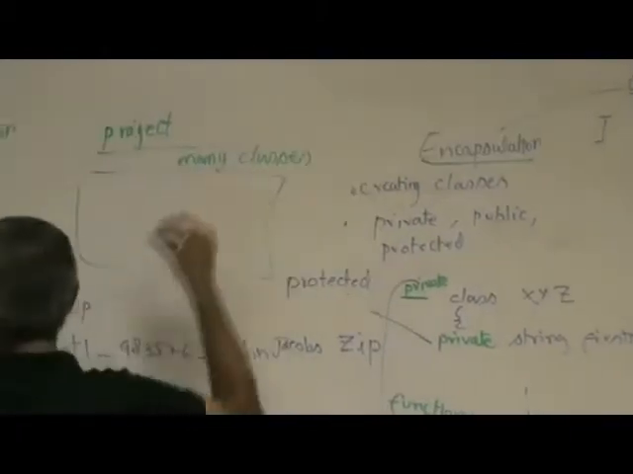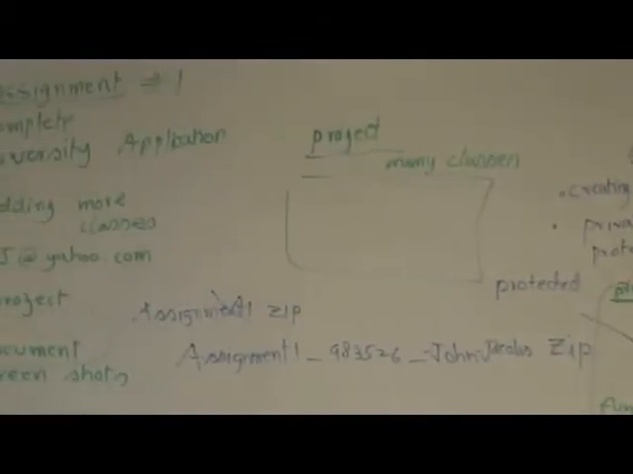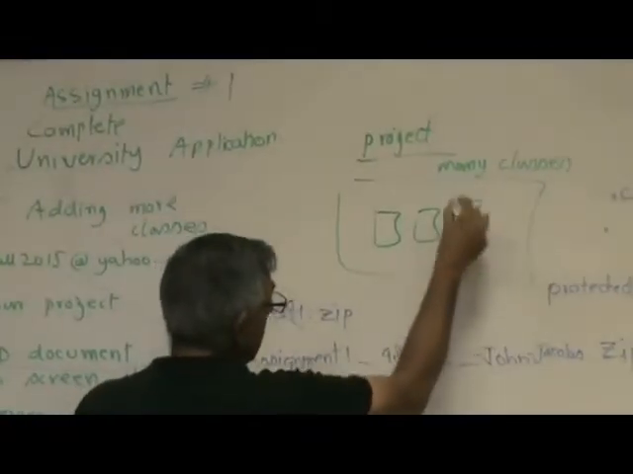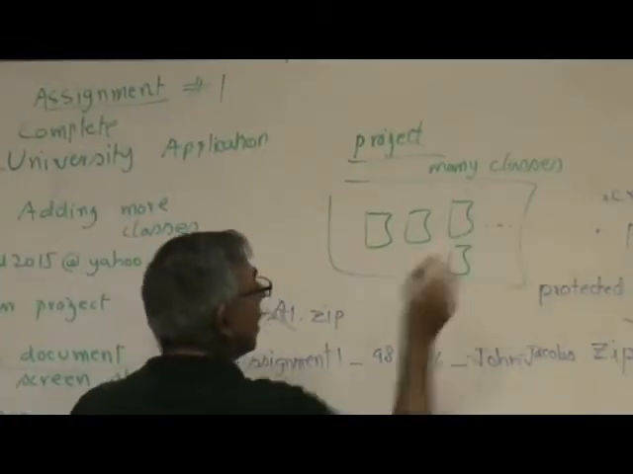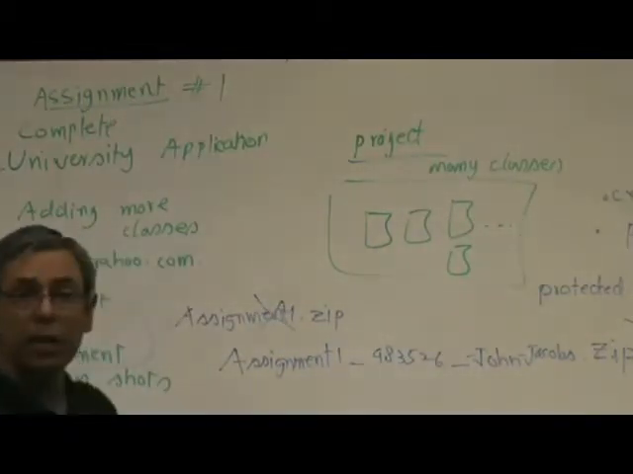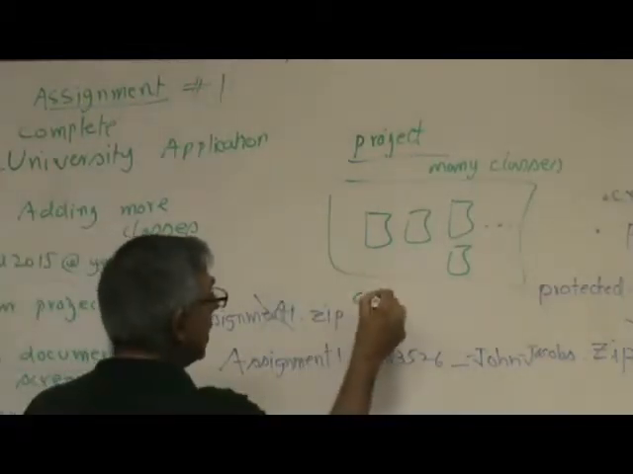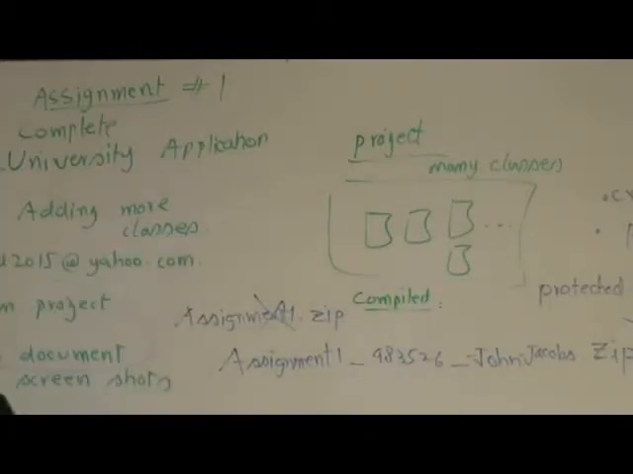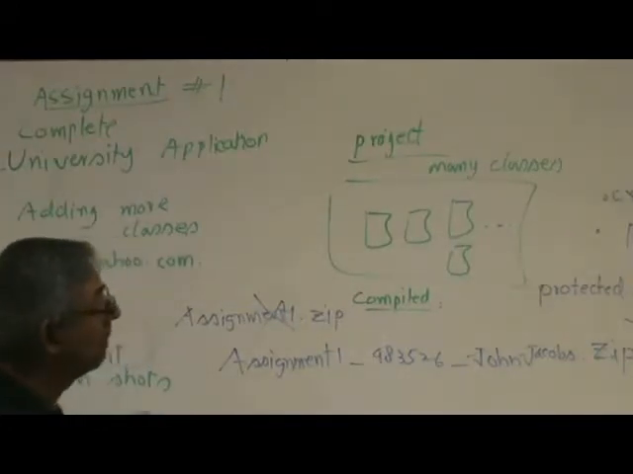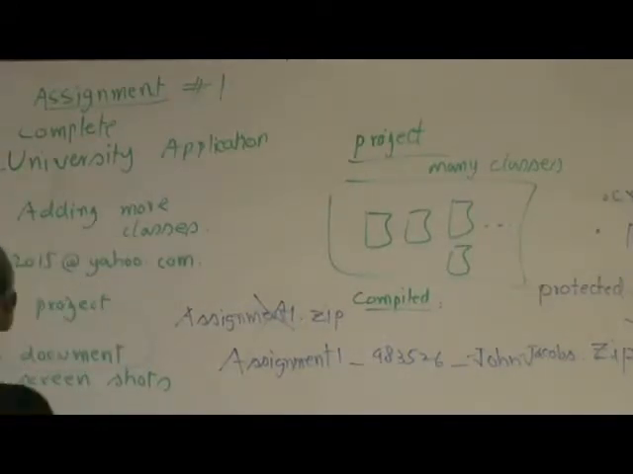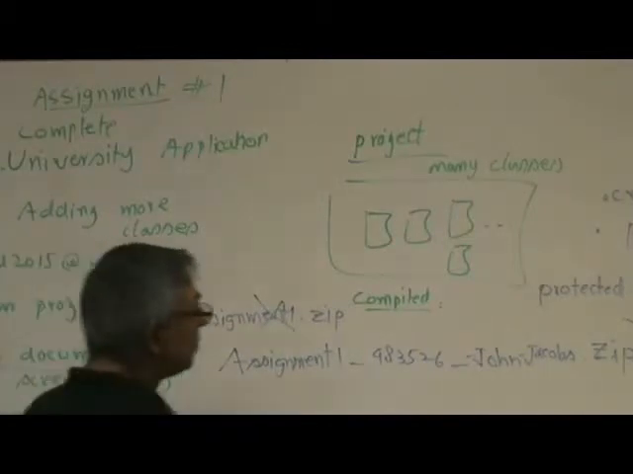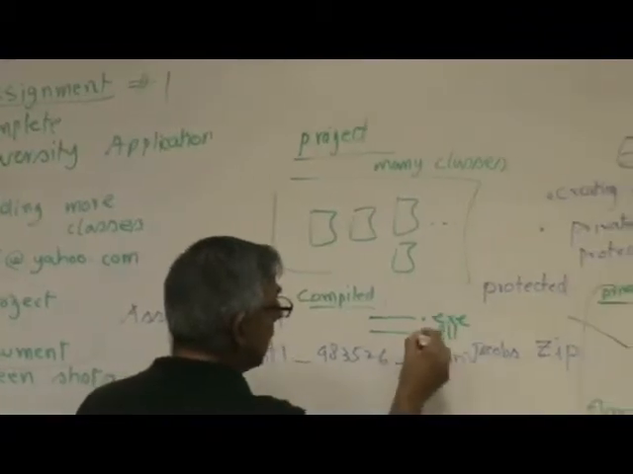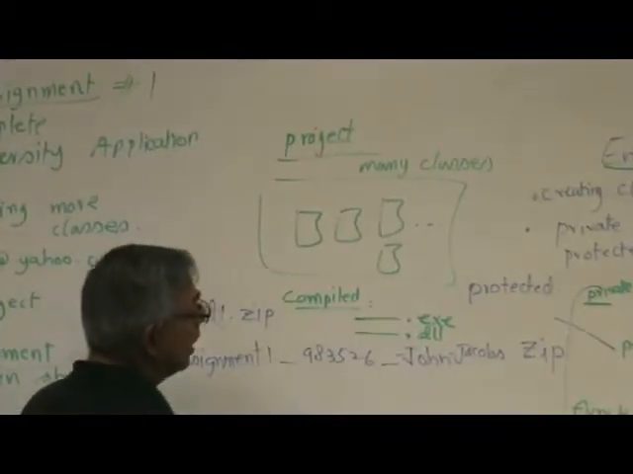For example, let's take a look at our university assignment. You are creating student, grad student, and so on, right? So all these classes, however many you create, they are compiled, and once they get compiled, they go into a single file, which is the executable file, or sometimes if we compile it as a library, it could be in a DLL file. So the compiled code will go into a single file, exe or DLL, depending upon how we compile it.